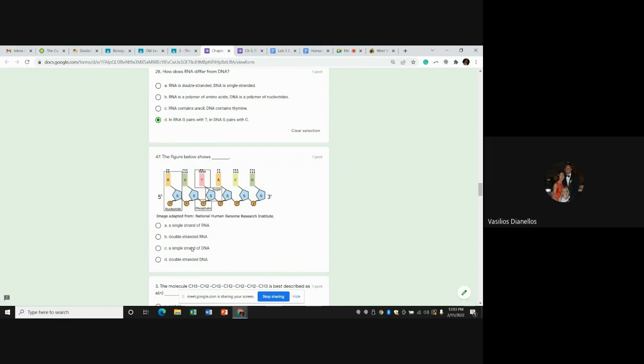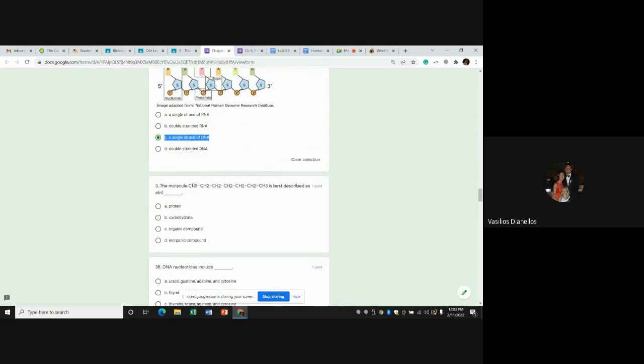So it is a single strand of DNA. C is the correct answer, right? We can see it's a single strand because it's only this one sugar phosphate backbone and one set of bases. And again, because there's a T, I can tell it's DNA and not RNA. The molecule, this molecule right here, is best described as what?